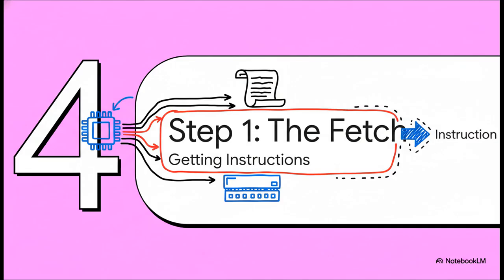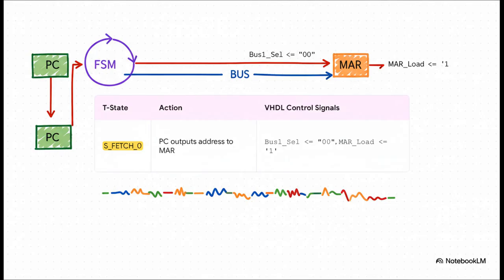I mean, before the CPU can do anything at all, it needs its marching orders, right? It has to go get the next instruction from memory. Okay, so it all kicks off at T-state 0, which you can see here as S_fetch_0. On that very first clock tick, the FSM asserts, which is just a fancy way of saying it turns on, two really important control signals.